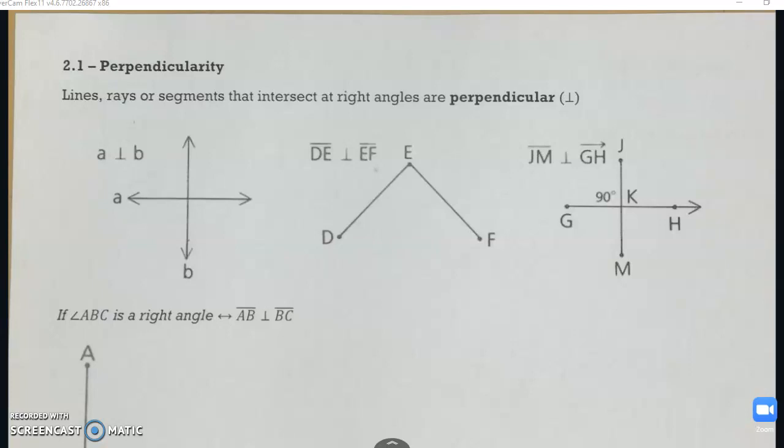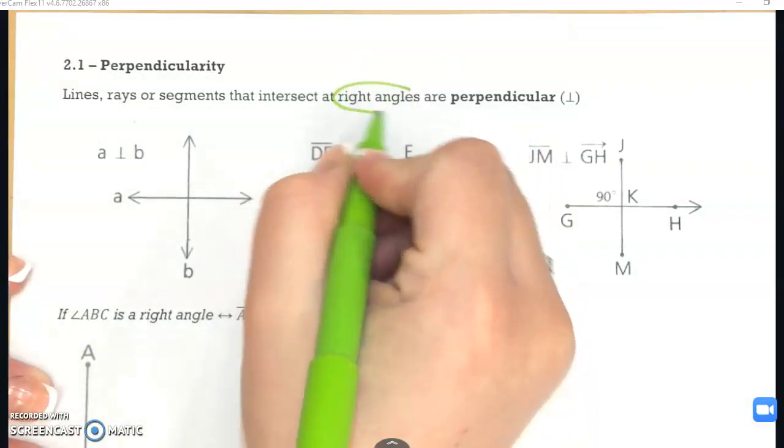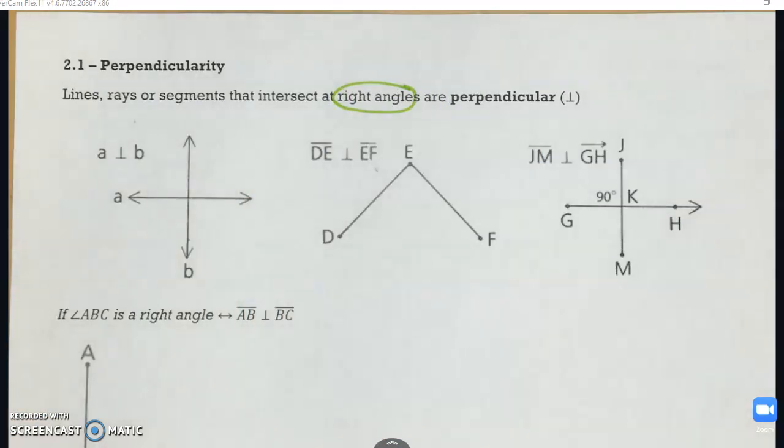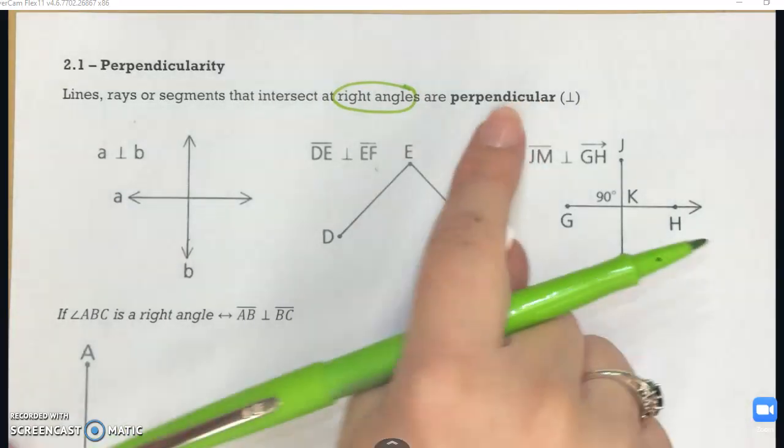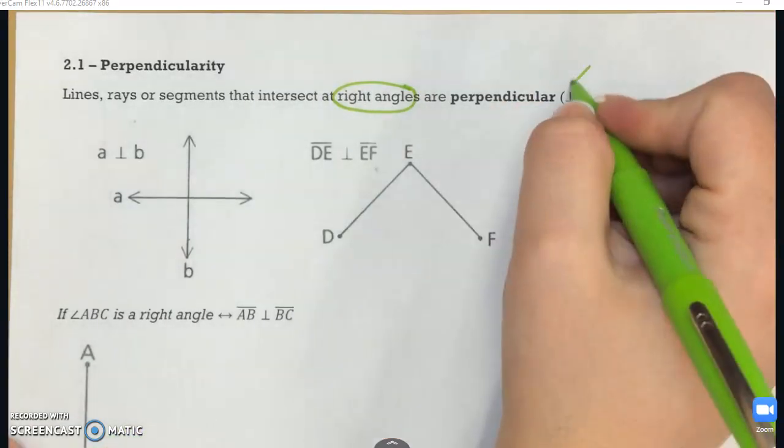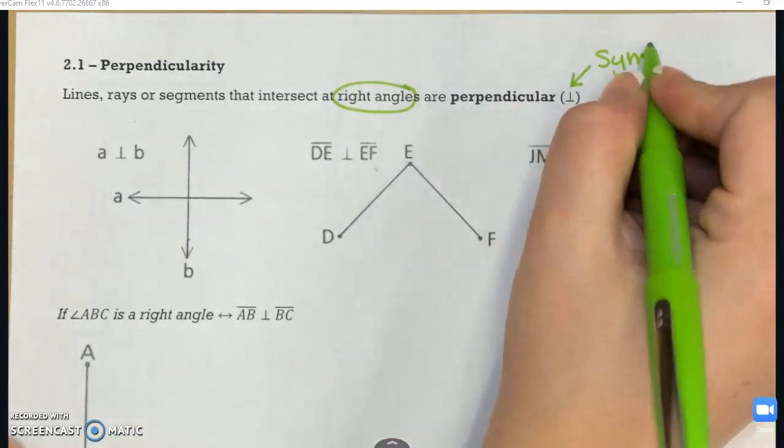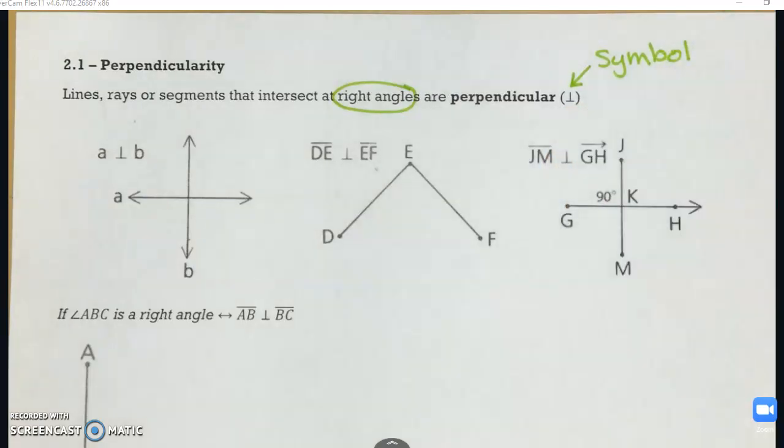So first of all, what does perpendicular mean? Well, any lines, rays, or segments that intersect at right angles. Remember, a right angle is equal to 90 degrees. Those two lines, rays, or segments are said to be perpendicular. And this is our symbol for perpendicular, so anytime you see that, that means perpendicular.